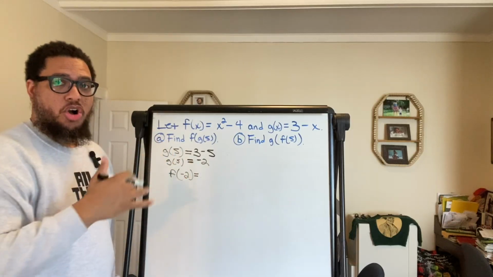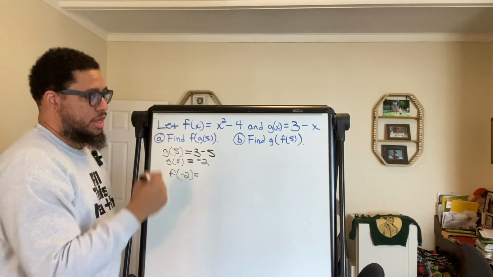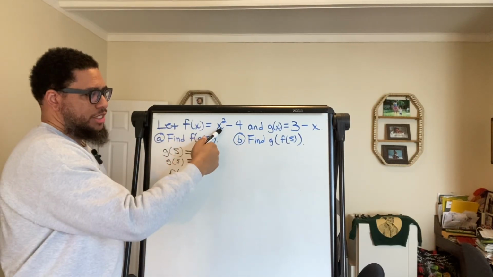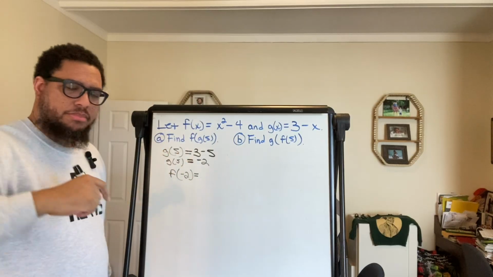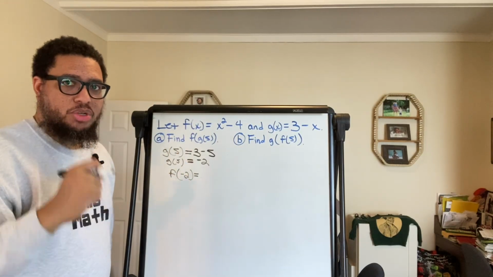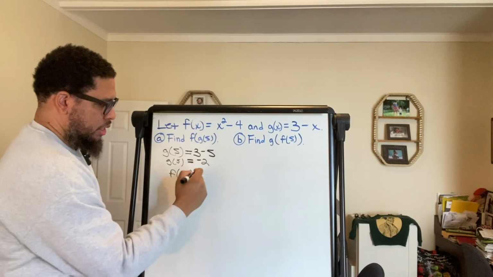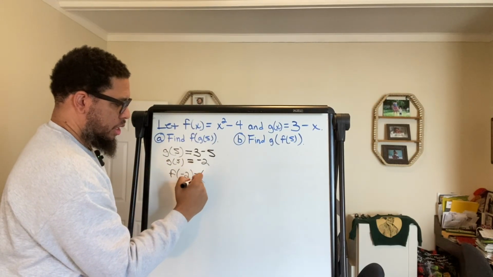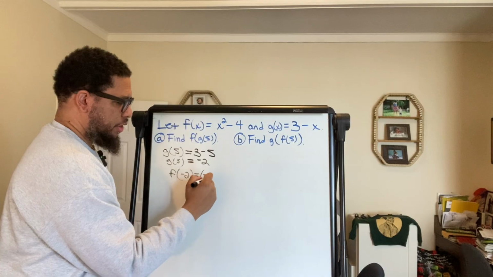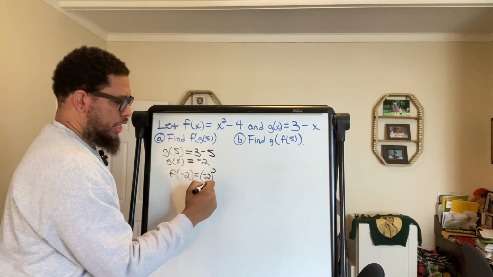So now I replace all X's with the number negative 2. Now, be careful. When you see a situation like this, you've got a variable with an exponent. Make sure you use parentheses around the number that you replace. Make sure you use parentheses. So we're going to put negative 2 right here. The exponent 2.